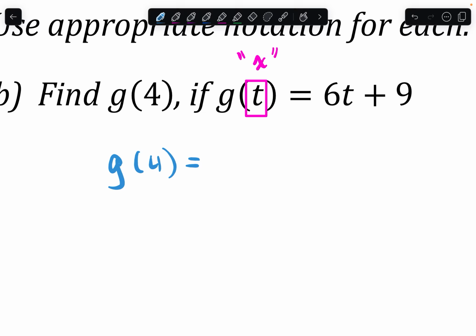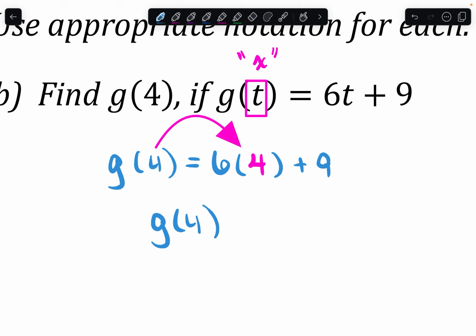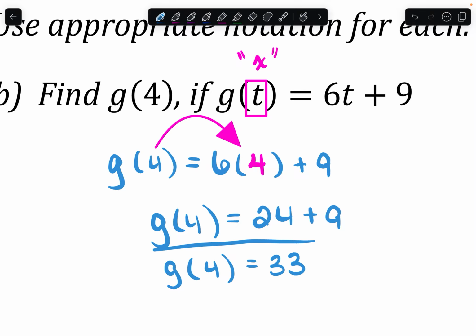Get my template set up. 6 times a bubble plus 9. And in my bubble is going to go my t value, which is 4. So g of 4, 6 times 4 is 24. And then we add 9. So g of 4 is 33. So when t is 4, the y value is 33.